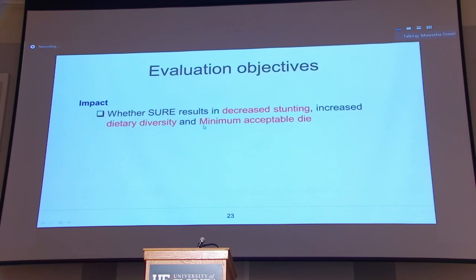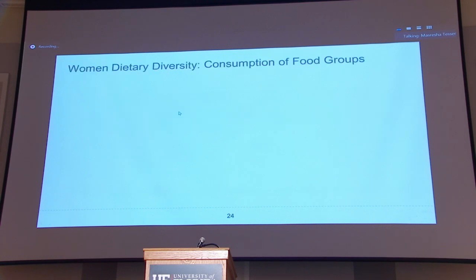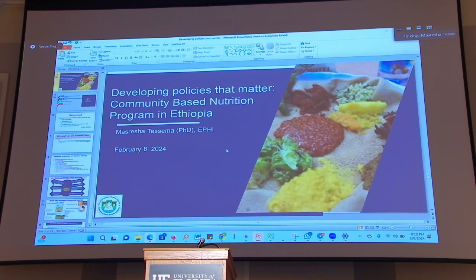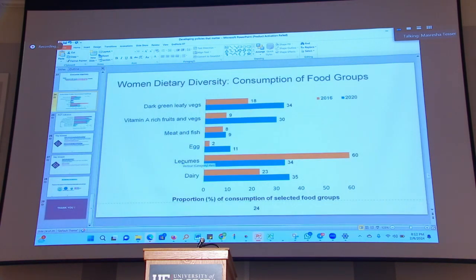So now I come briefly to show the impact of this large-scale program in Ethiopia. The project mainly aimed to reduce stunting through diet diversification, as well as improving in general the diet level or minimum acceptable diet. When you see the diet diversity of women, and look at the individual food groups, there is a larger improvement in all diets except legumes.